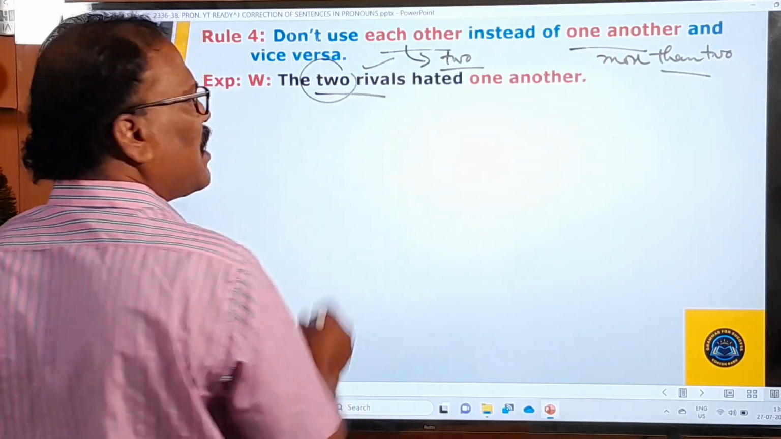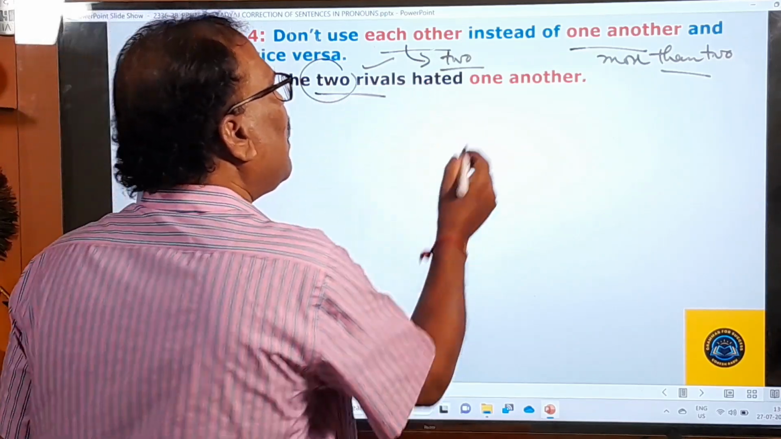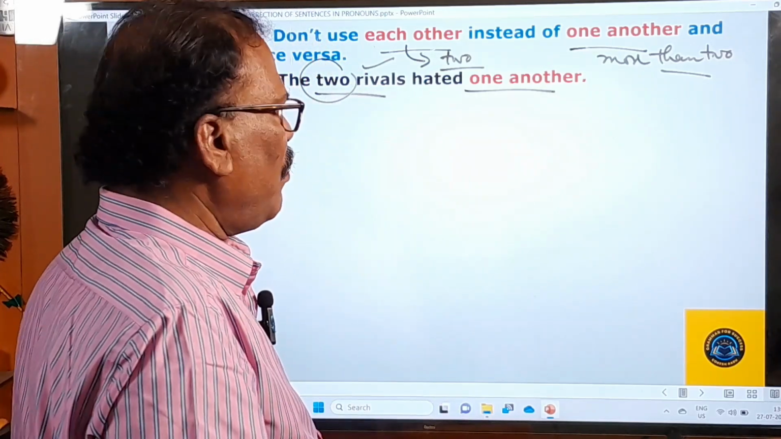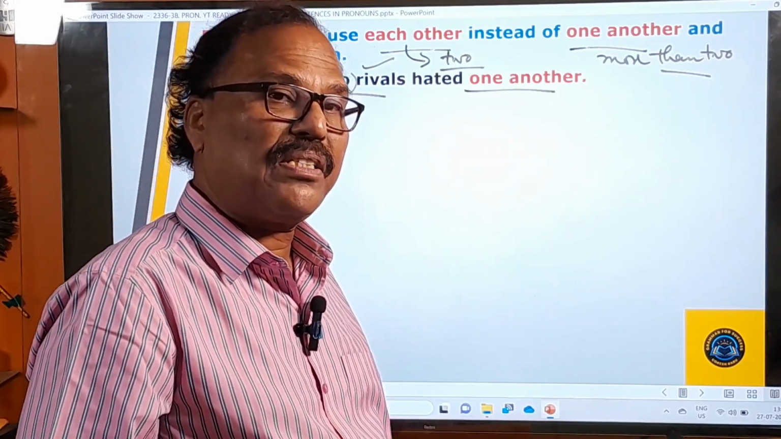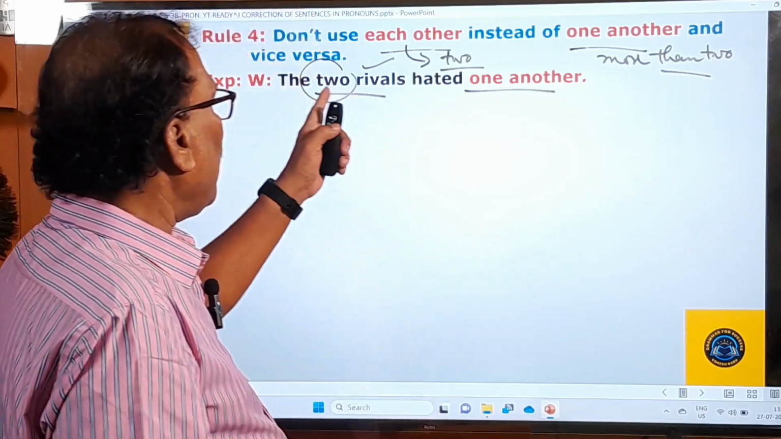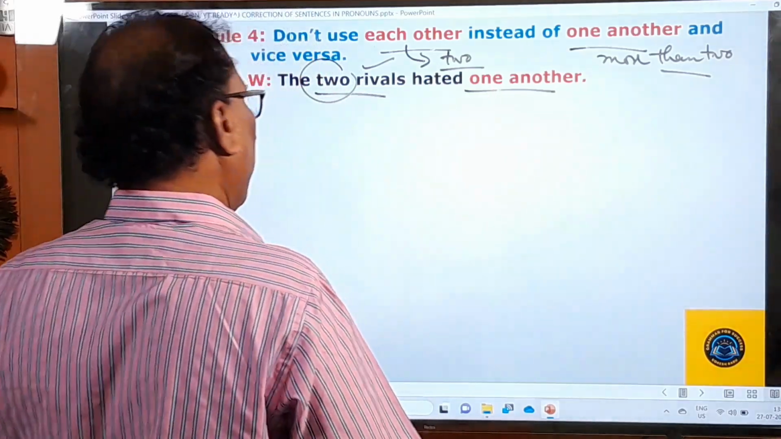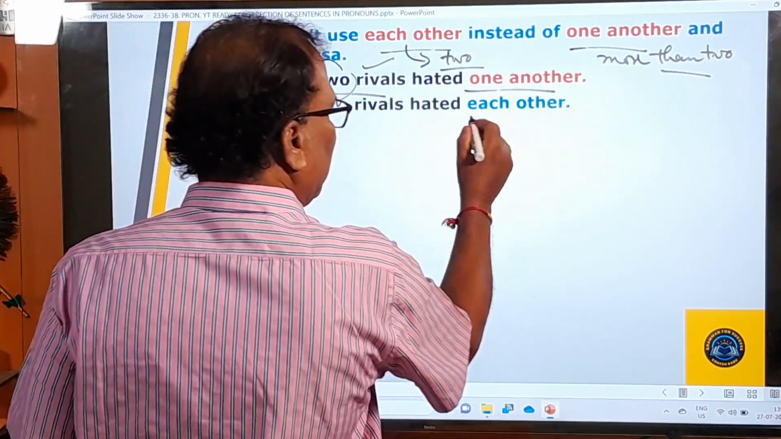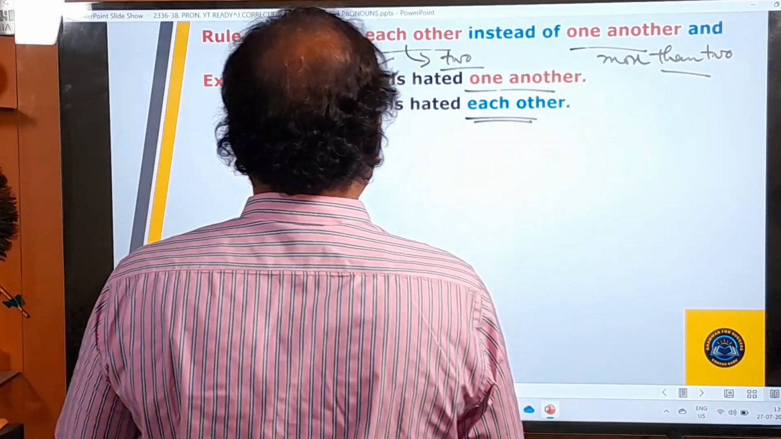Now I'll give you the example: the two rivals hated one another. Here the rivals means competitors. They are two in number, but one another is given. One another is used when there are more than two persons or places or things. But here two rivals are there, so it is wrong. To correct it, we should say: the two rivals hated each other.